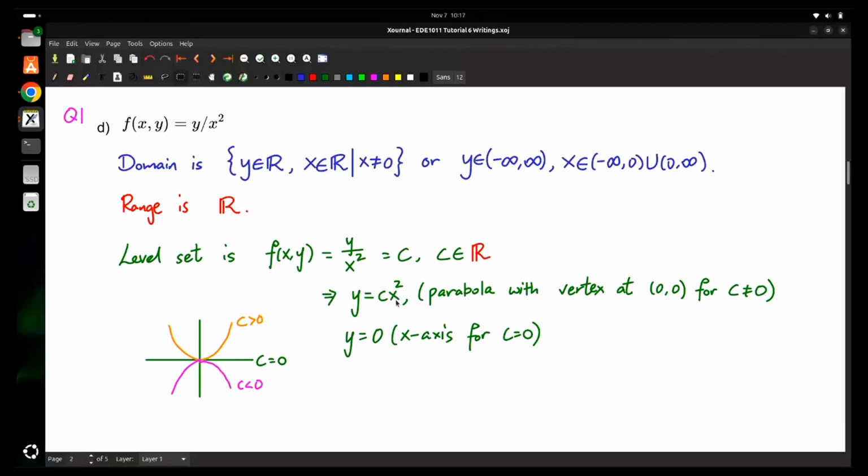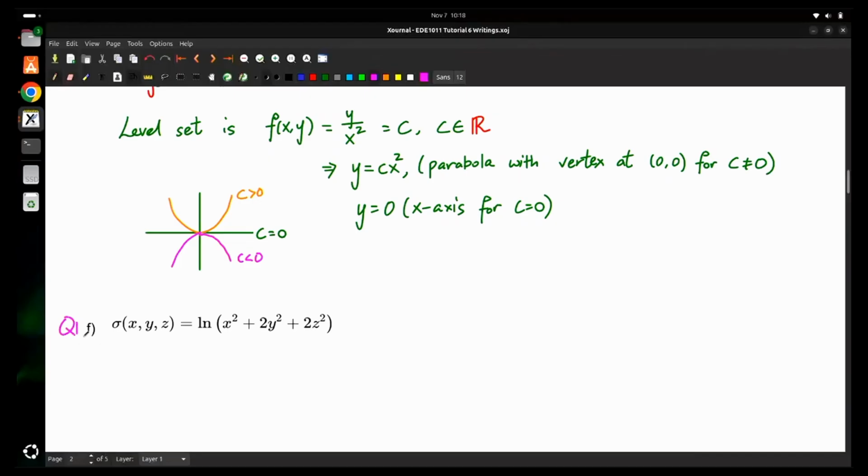Then this parabola, obviously if C is not equal to 0, then you can get the parabola. But C can be 0, because C can be any real number. So if C is 0, then you get y equals 0, which is really just the x-axis. Because the x-axis is a straight line and it looks different from the parabolic shape, we describe it differently. That means you will have two descriptions, right? But this is not the case for all functions.